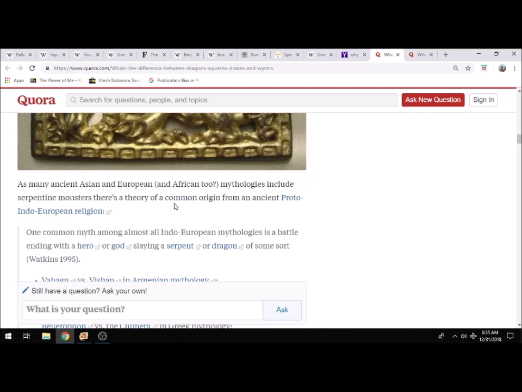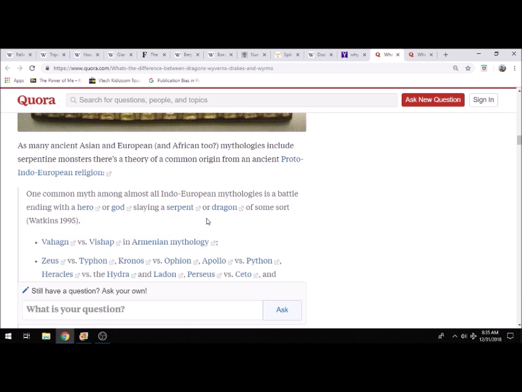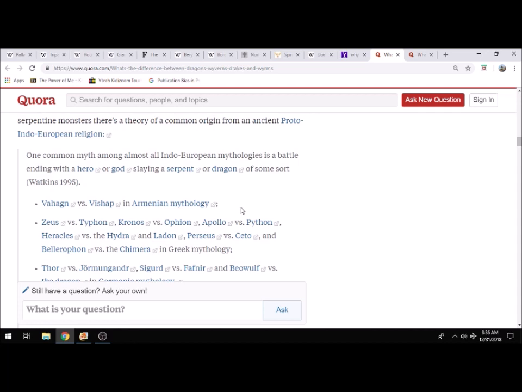They include serpentine monsters. There's a theory of a common origin from an ancient Proto-Indo-European religion. Now that's interesting, right? One common myth among almost all Indo-European mythologies is a battle ending with a hero or god slaying a serpent or dragon. And here it comes. So I was looking at this list of hero dragon battles, and this one struck me because I wanted to find what would be the first one.